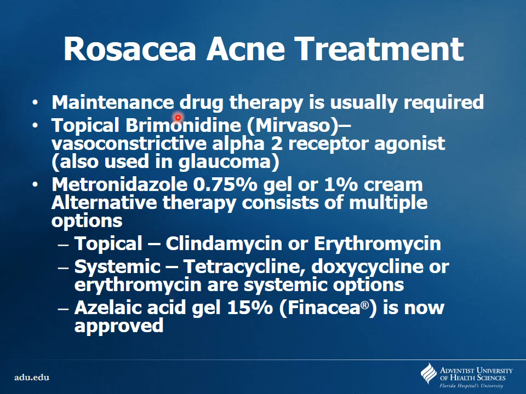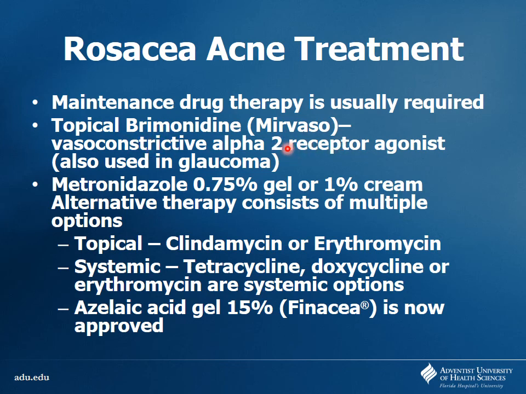How can we treat this? We can use some maintenance drug therapy, which is useful for helping to prevent flare-ups in the chronic term. We use a product called topical brimonidine, or Mirvaso. This is actually a drug we're going to see again when we talk about glaucoma in the ophthalmic section. But basically it's a vasoconstrictive alpha-2 receptor agonist.